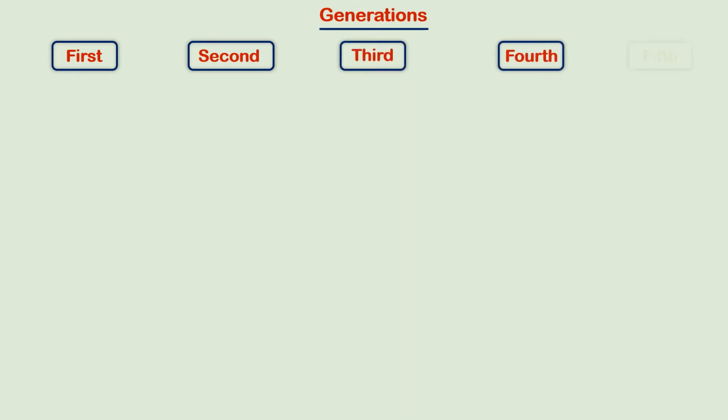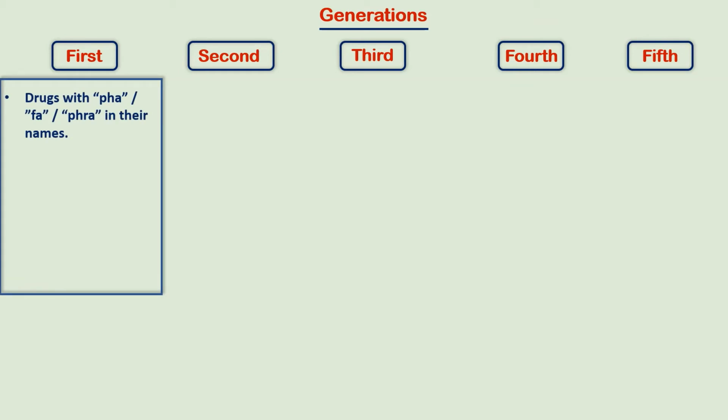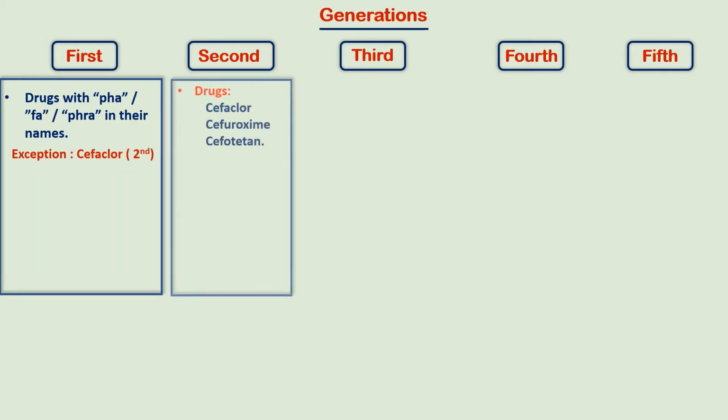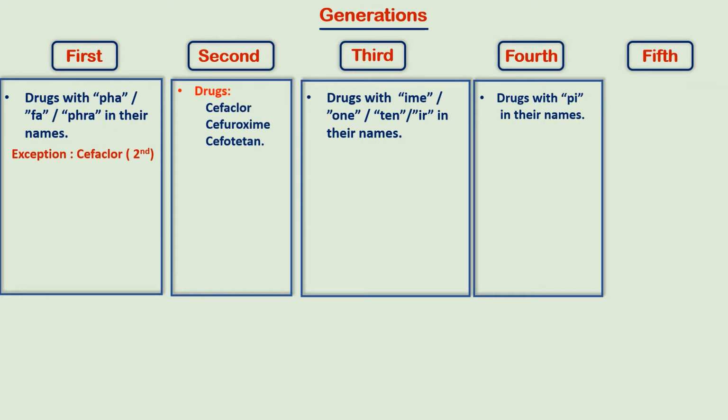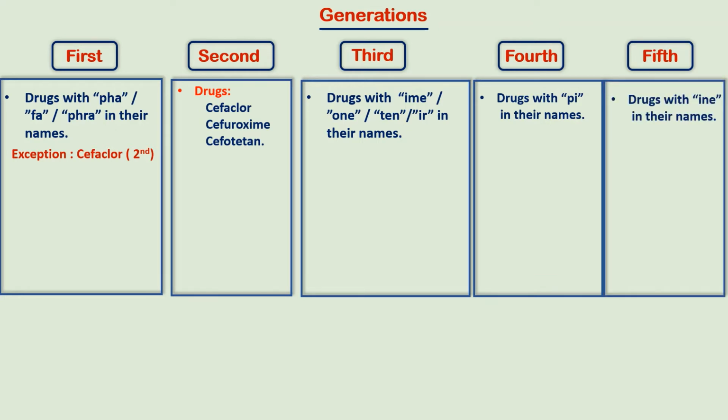Now let's look at the different generations of cephalosporins. There are first, second, third, fourth and fifth generations. The first generation drugs will have PHA, FA or PHRA in their names, except cefaclor, which is in the second generation. The third generation drugs have IME, ONE, TEN and IR in their names, except cefuroxime, which is in the second generation. The drugs which have PI in their names are the fourth generation and the INE from the fifth generation.